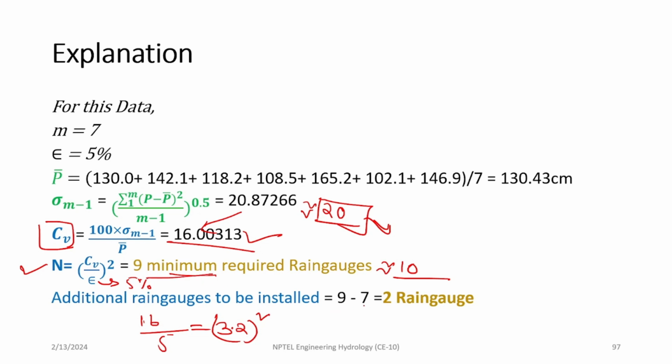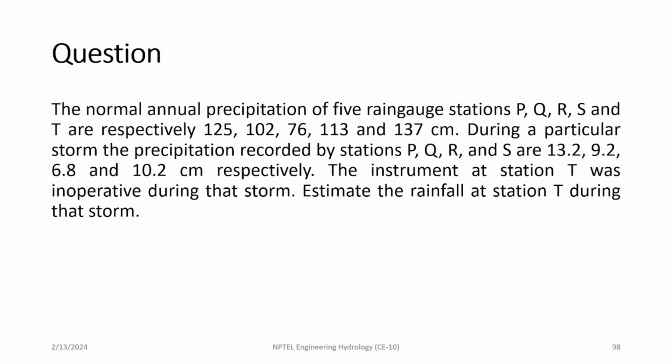Now 7 gauges have already been provided in the catchment, so they are asking how many additional rain gauges we need to install. So it will come to 2 rain gauges. Okay, so we are moving ahead now.